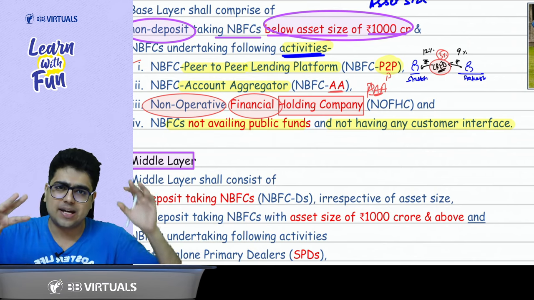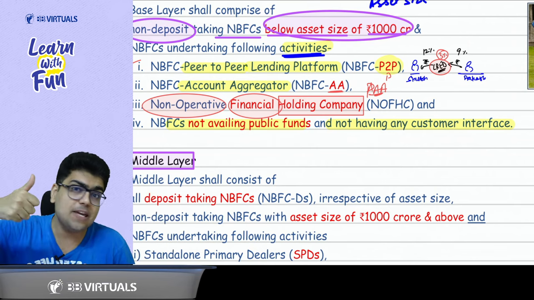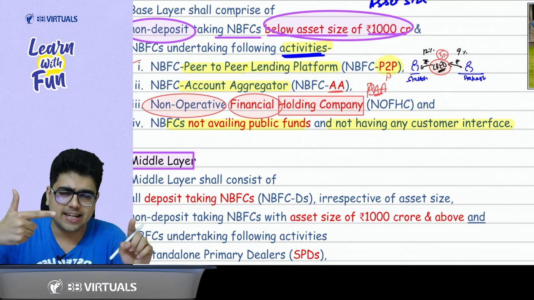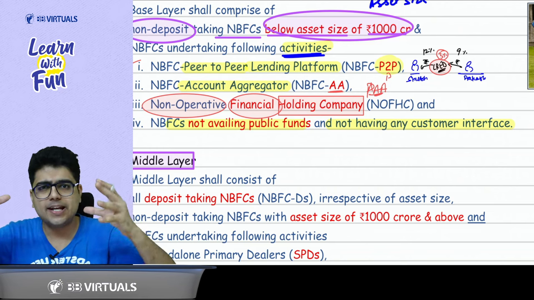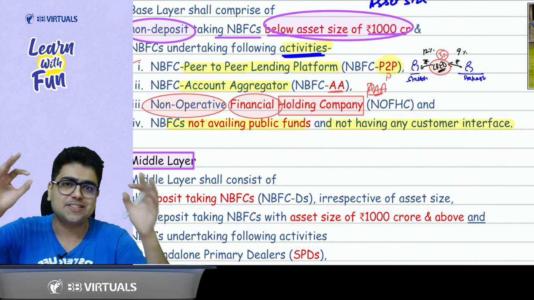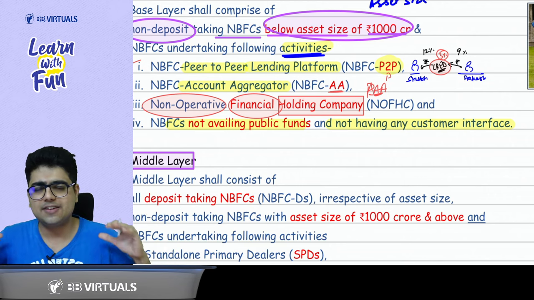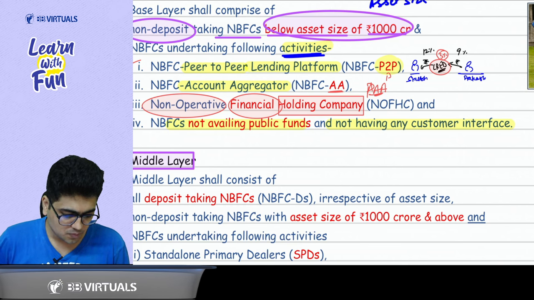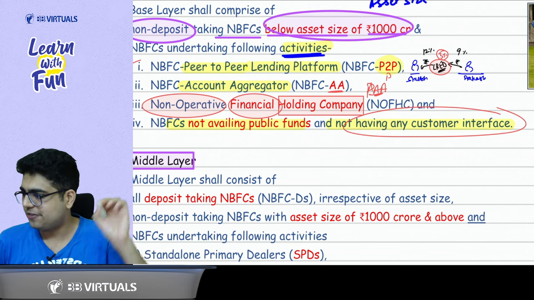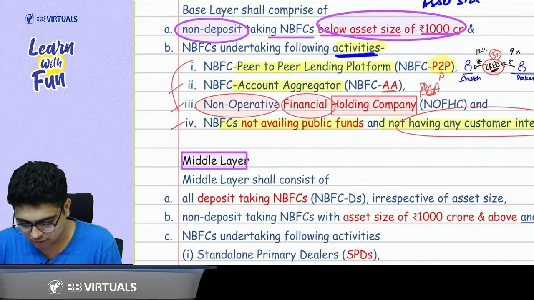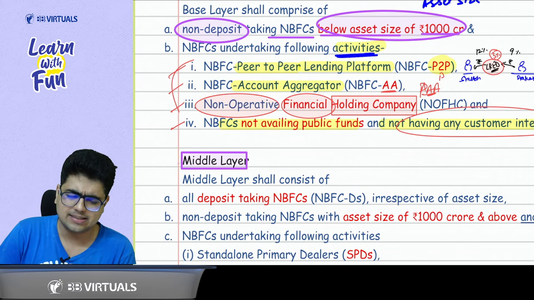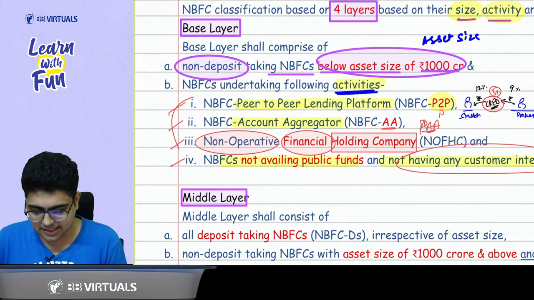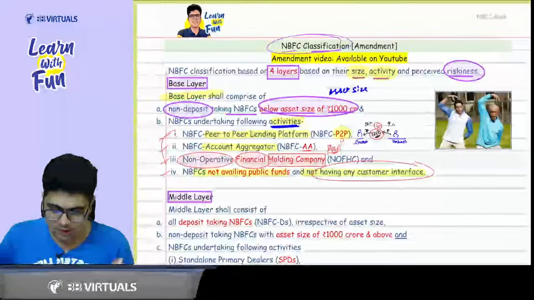So the three points, I hope, are clear. PA means parent. P for P2P lending platform, AA for accounts aggregator, and PA means parent. Parent means holding company. Holding means non-operative financial holding company. And the other one is also not doing anything, that means not accessing any public funds plus not having any customer interface. So these are the four activity-based NBFCs which are classified in the base layer. Is this part clear to all of you? Yes, sir. I hope you have learned this part.